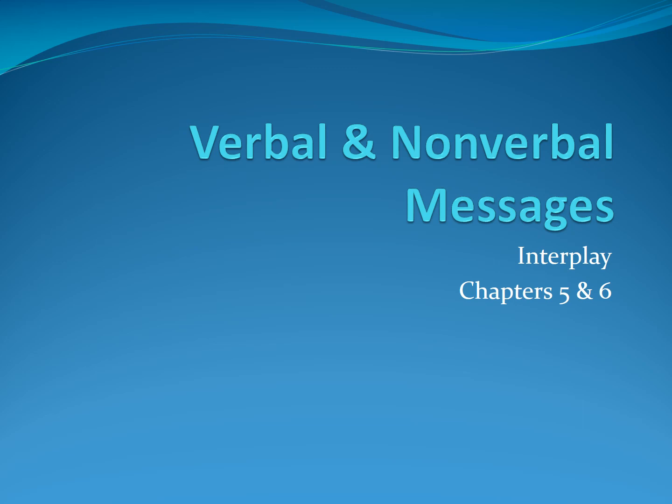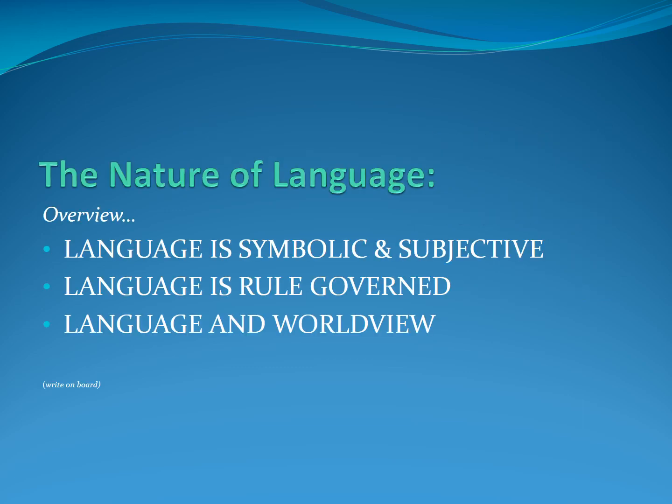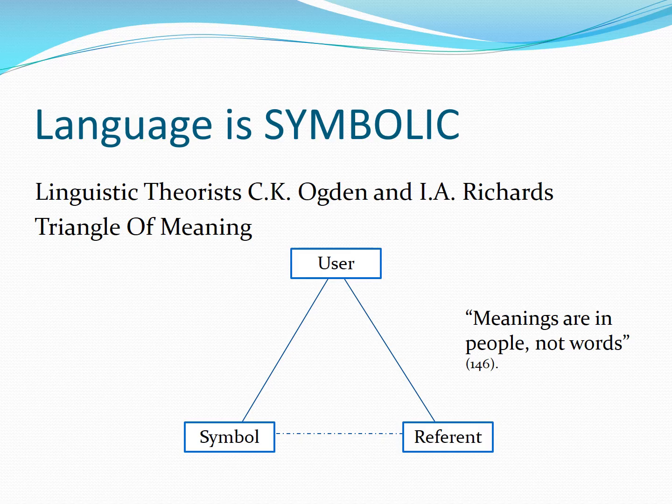Hi, so this is Verbal and Nonverbal Messages, Interplay, chapters 5 and 6. So the nature of language, we're going to look at first chapter 5, and an overview of that is that language is symbolic and subjective, language is rule-governed, and we'll look at language and worldview.